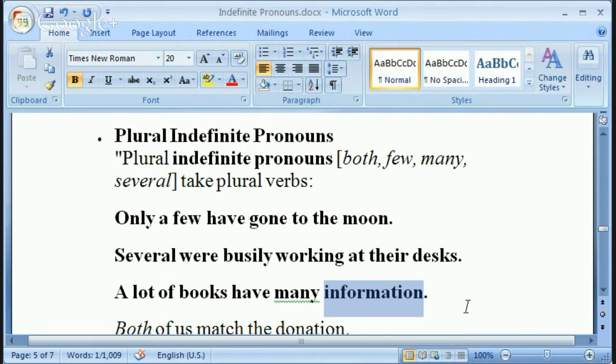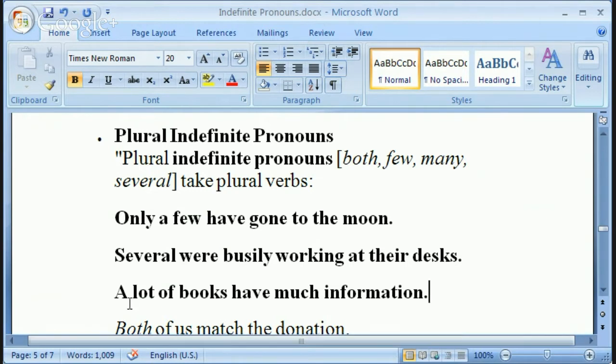Informations. Yeah, there's one problem. The word information is what we call an uncountable noun. I can have 3 pieces of information, but I cannot have 3 informations. It just won't work. And as such, with uncountables, I have to use much. A lot of books have much information.